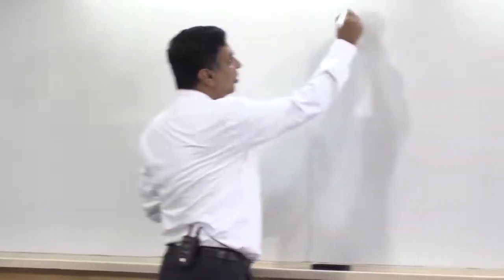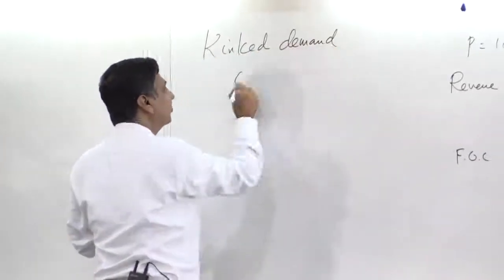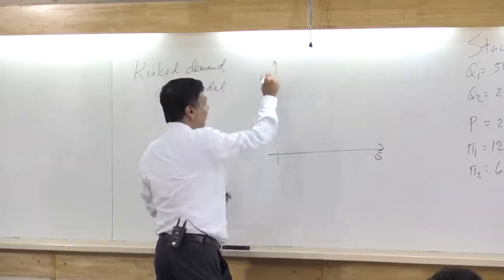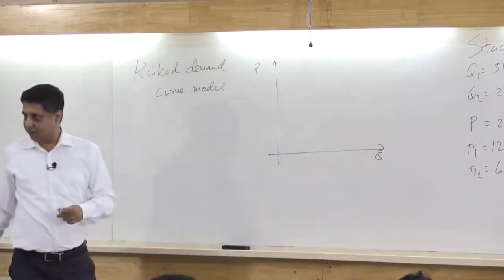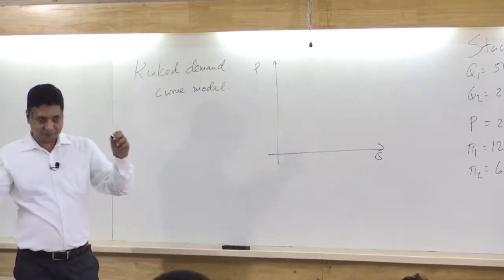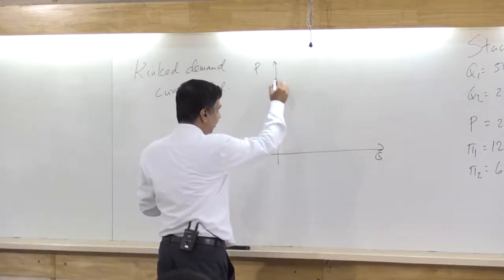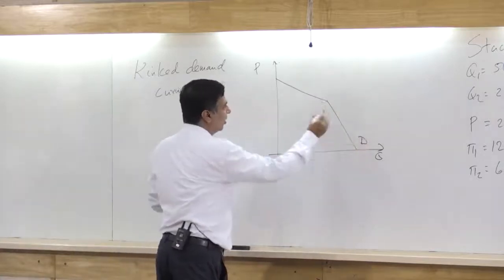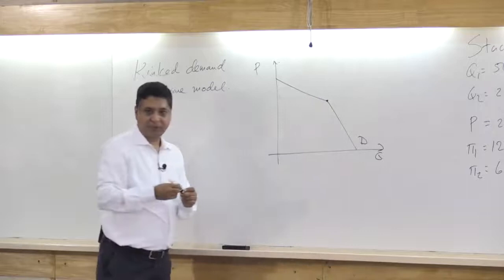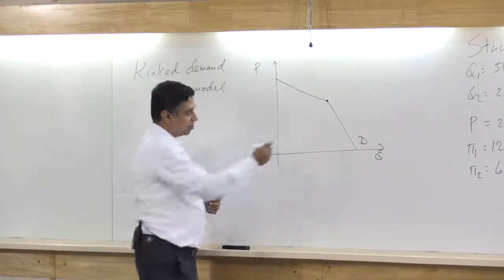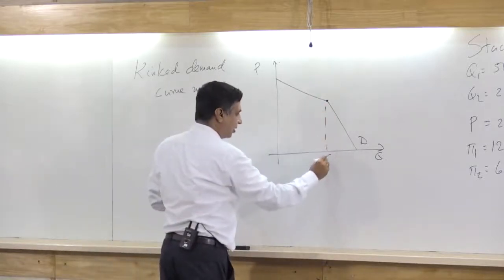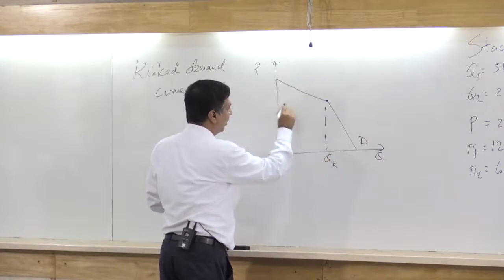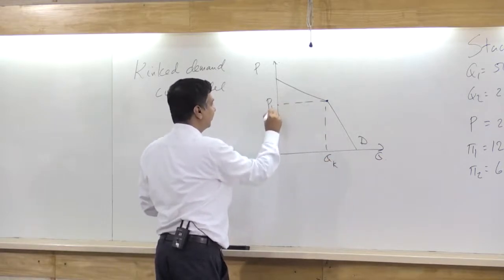One is this so-called kinked demand curve model. Firms might face a demand curve which is kinked, which means it looks something like this. It has a kink here. So, this is a kink at this quantity Qk and price Pk.